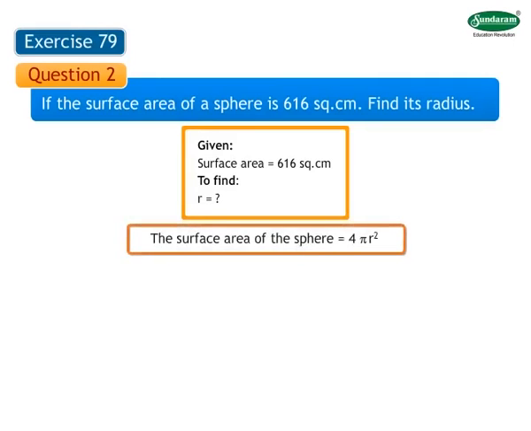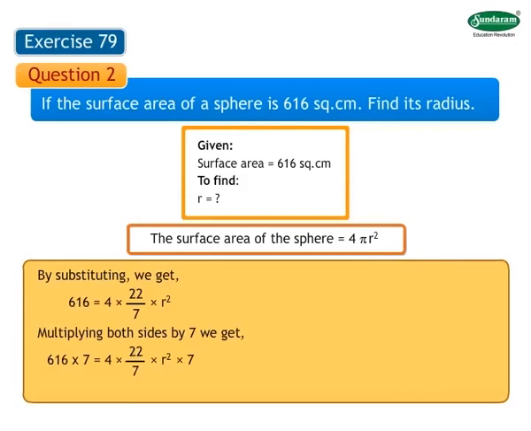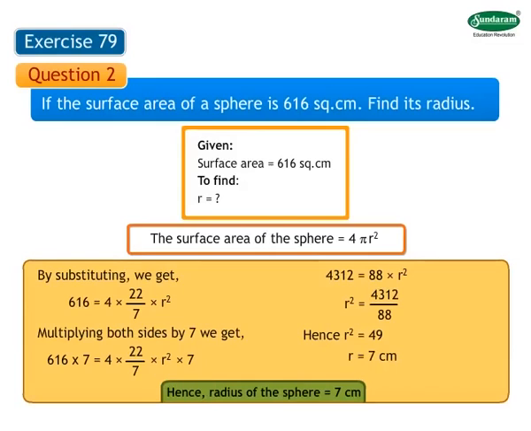The surface area of the sphere is equal to 4 pi r square. By substituting, we get 616 is equal to 4 into 22 upon 7 into r square. Multiplying both sides by 7, we get 616 into 7 is equal to 4 into 22 upon 7 into r square into 7. That is, 4312 is equal to 88 into r square. Dividing both sides by 88, we get r square is equal to 4312 upon 88. Hence, r square is equal to 49. By taking square root, we get r is equal to 7 centimeter. Hence, radius of the sphere is equal to 7 centimeter.